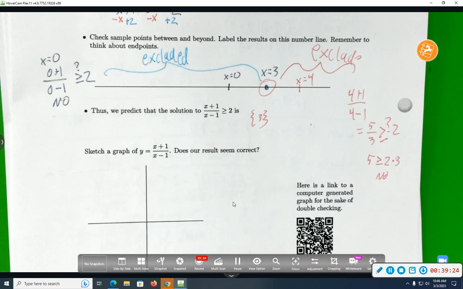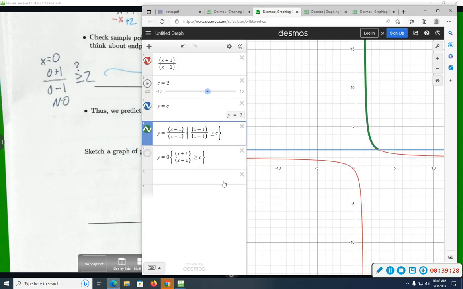That seems unlikely. In fact, if I still have it pulled up, which I better, here's the graph of x plus 1 over x minus 1. That blue line is at y equals 2. Is this graph ever above 2? Looking at this graph, what does it look like the solution should be? Looks like it should be from that vertical asymptote on to the point where they cross. Where's the vertical asymptote of this?